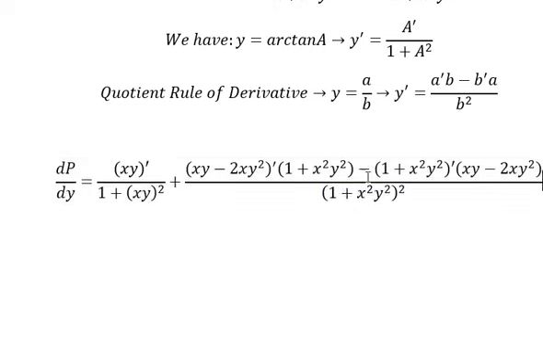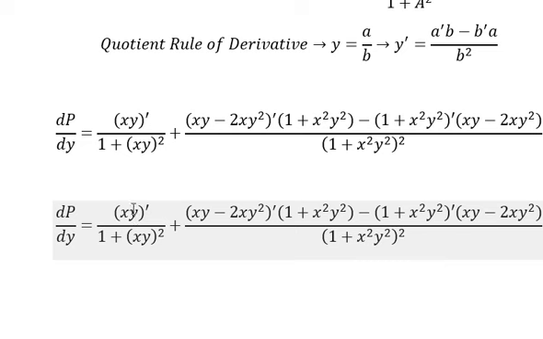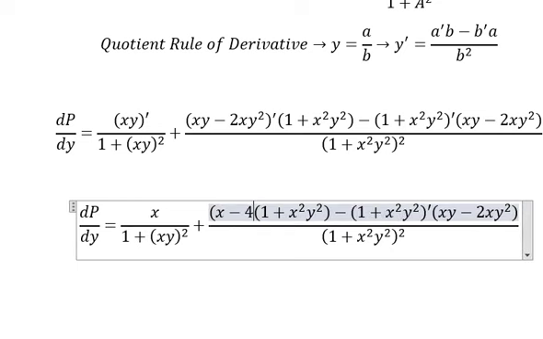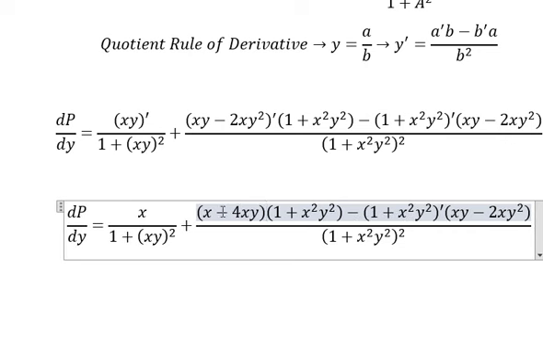Now, in this one, we need to do first the derivative of y, so we have number 1, so we have x. This one, we have number 1. This one, we have 2y. So we have x minus 4xy. And this is for this one.